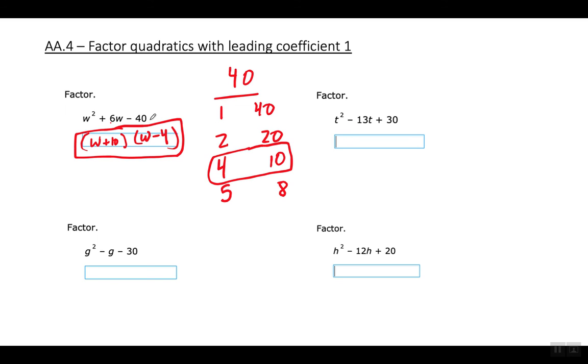Again, as you do these, you should get the hang of them. You'll realize which number should be positive and which number should be negative in order for the sum to give you the coefficient that's in the middle.